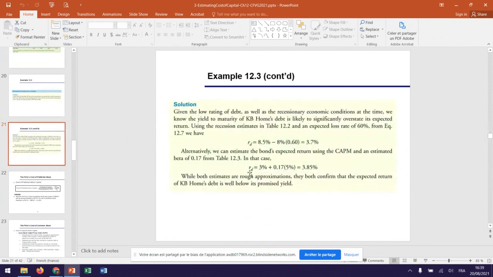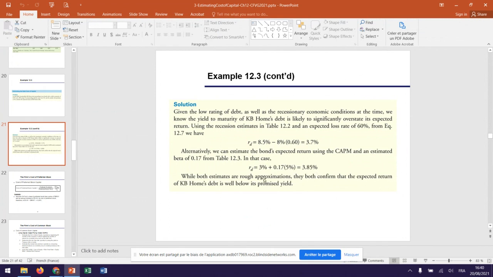I can have RD equal to RF plus beta times the market risk premium. I apply CAPM and borrow it. Again, CAPM is the equity equation, not the debt equation, but we can borrow it as long as we are able to estimate the beta of the debt. So I have 3% plus 0.17 multiplied by the market risk premium, which is 5%, the market expected return of 8 minus 3 equals 5. So in that case, I can get 3.85%.